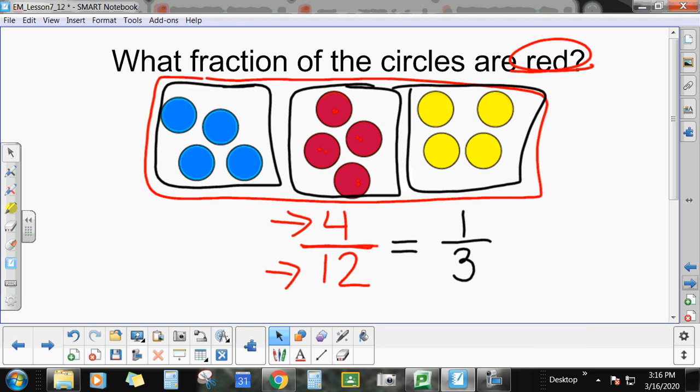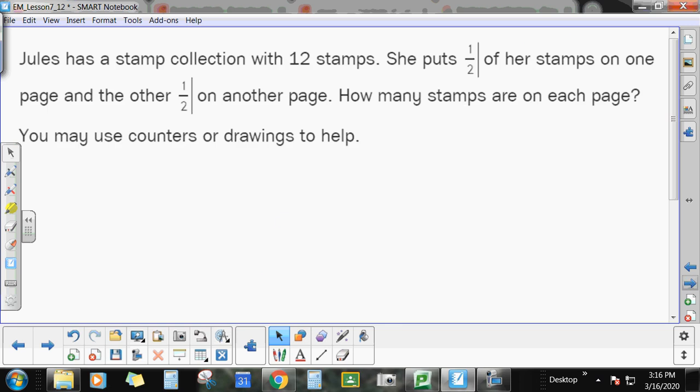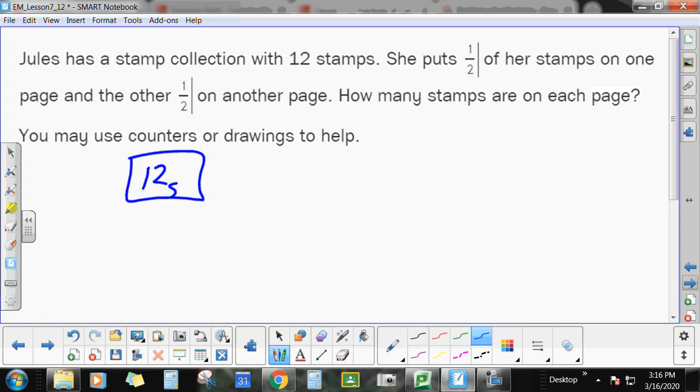Okay? So now this is talking about fractions of collections of objects instead of just the fraction of a whole object. All right? So let's look at this problem here. Still not in your workbook, still just thinking through. It says Jules has a stamp collection with 12 stamps. She puts half of her stamps on one page and the other half on another page. So how many stamps are on each page? If I'm just drawing that out, here she's got the stamp collection. Okay, there are 12 stamps in that collection. Now it says that she takes those stamps and she puts half on one page and half on the other.